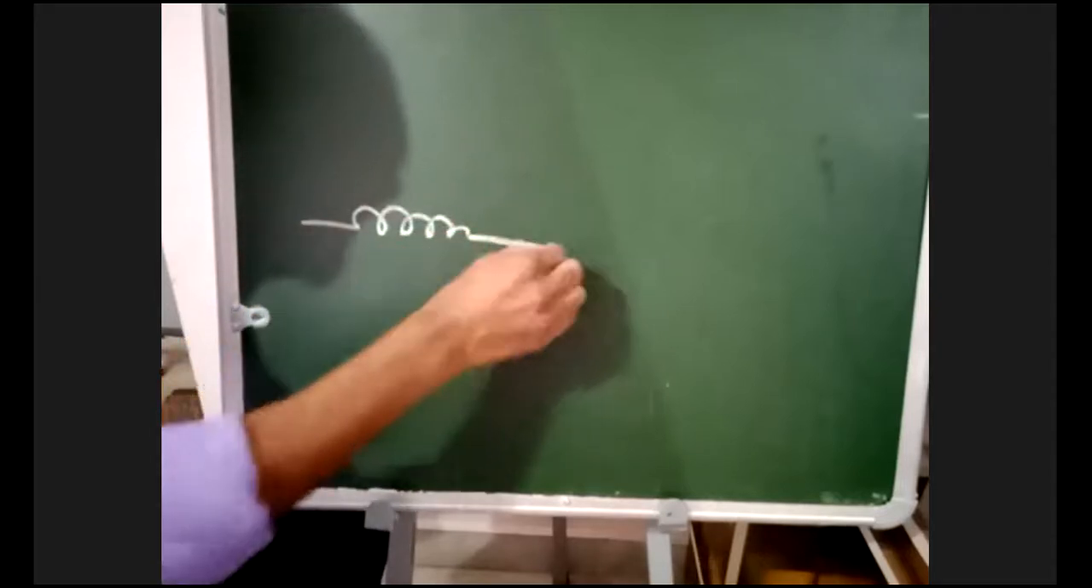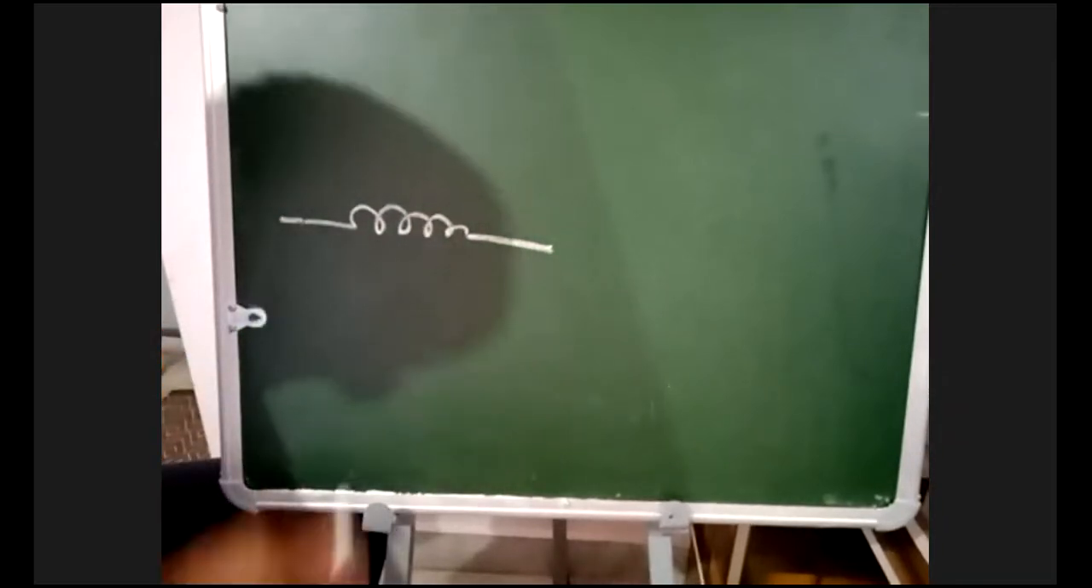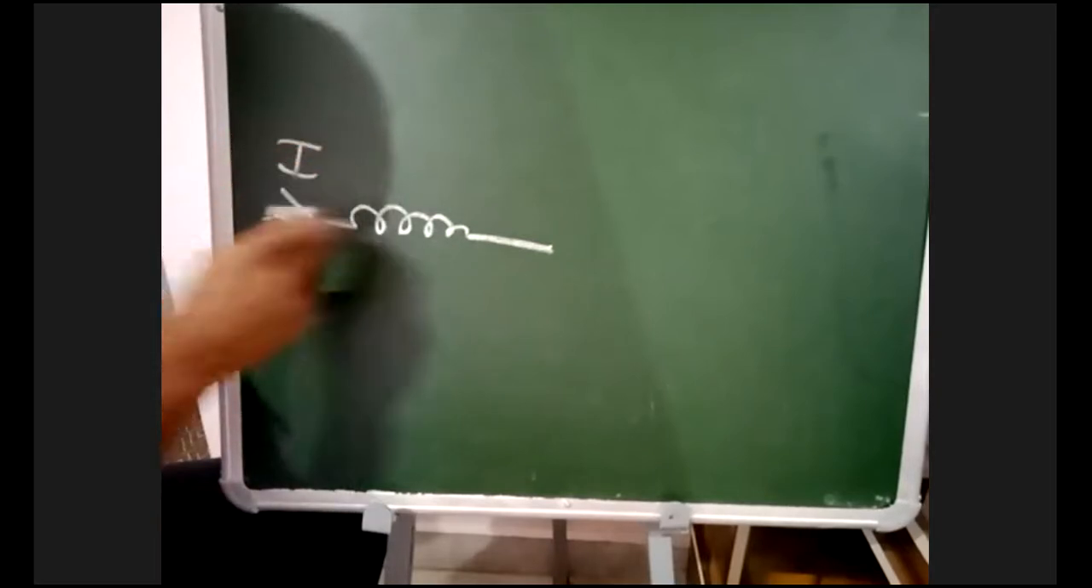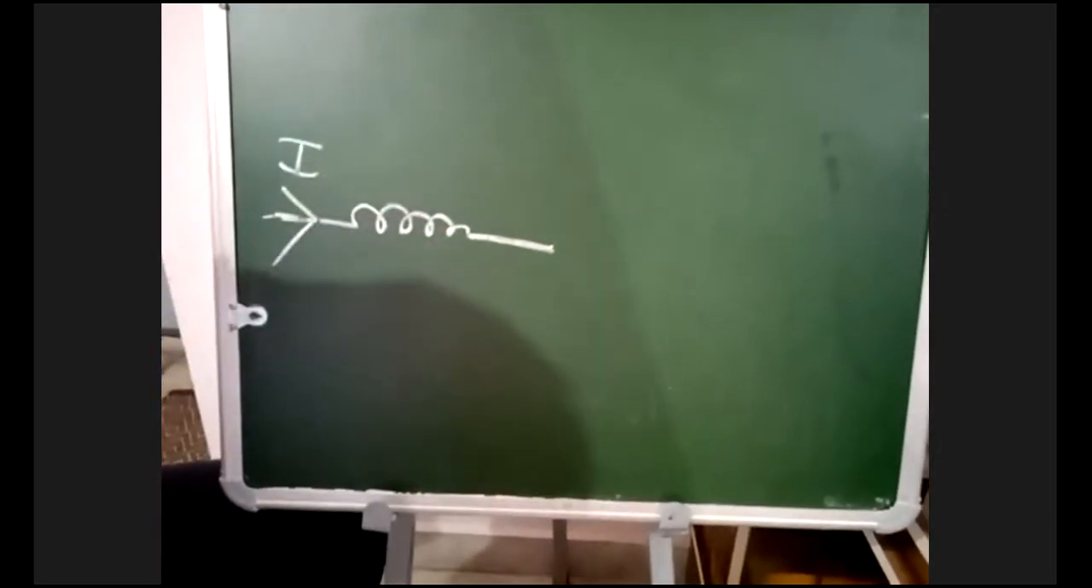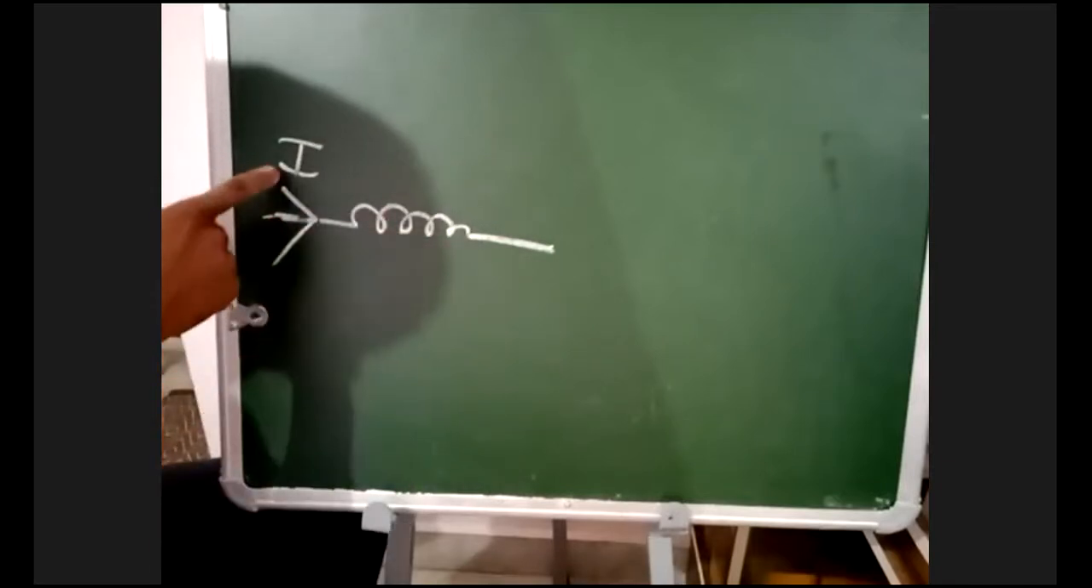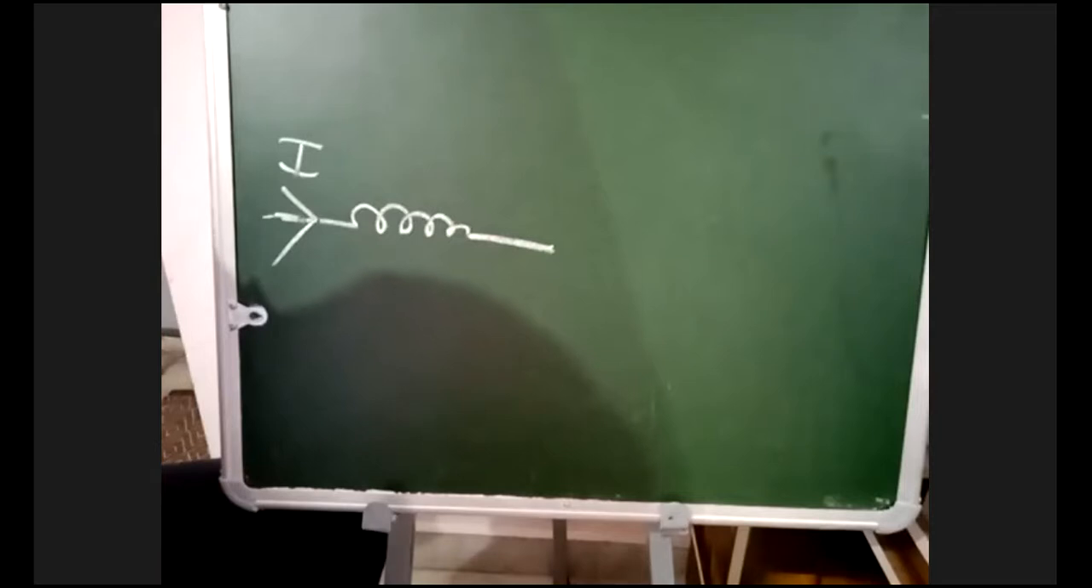See here, I am taking one coil here. This is the coil. Coil means winding. Let us assume current is flowing through this coil. If current is flowing through the coil, is current an electric or magnetic quantity? Electric quantity or magnetic quantity?